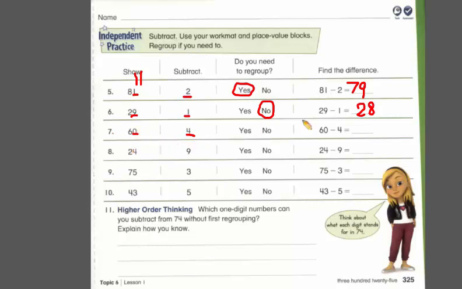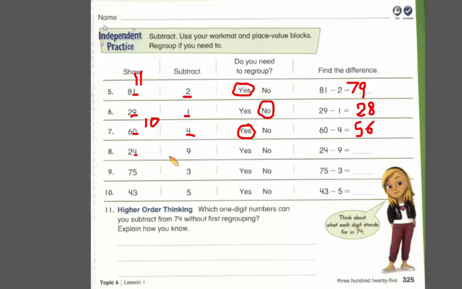So I will cross 1 ten. Now I have 5 in the tens because I will regroup 1 ten and make it 10 ones. Now I have 10 in the ones. Okay, and instead of 0, I have 10. 10 minus 4 equals 6. So here we did regrouping. Yes, we did, because 0 is lesser than 4.